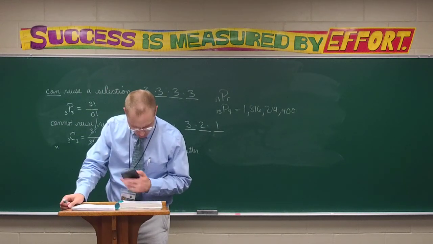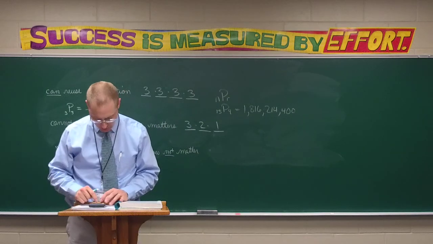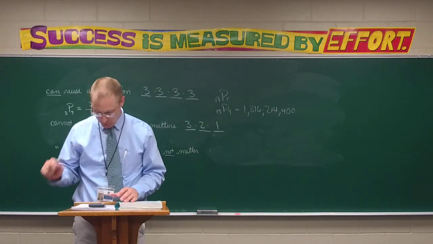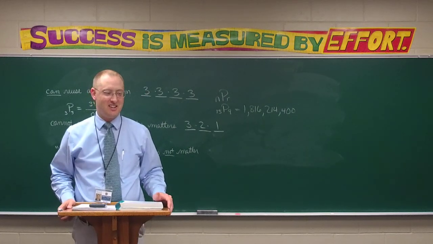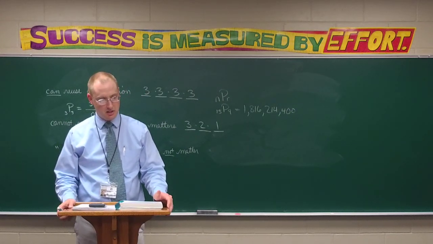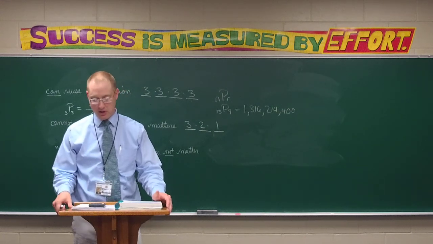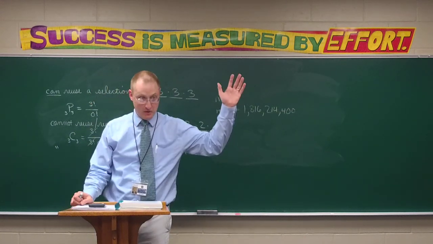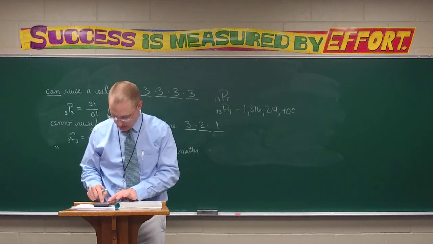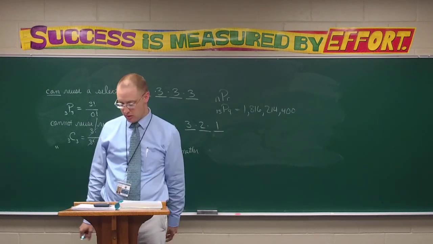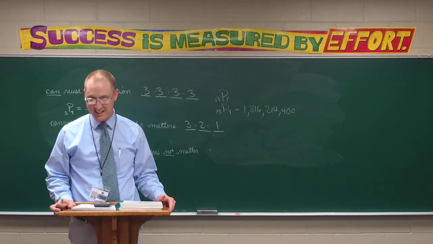Number 21. 14P5 equals. That's a cool number. What do you get here, Genesis? 240,240. How many have that? All right, and then 23. This is going to be a big one, 13P10. Yep, it's a dilly.